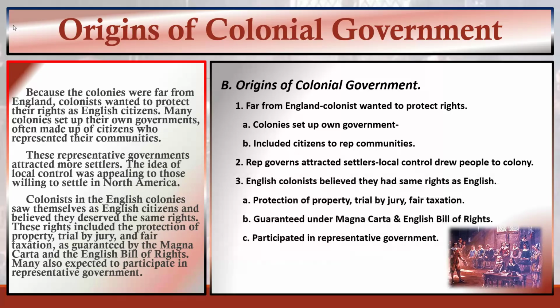And here's my last paragraph. So here I am, number 3. English colonists believed they had the same rights as English. How about that? They're English. They think they have the same rights as English. Okay? We'll come back to that topic. Protection of property, trial by jury, fair taxation. This should all sound familiar to you. And again, guaranteed under the Magna Carta and the English Bill of Rights. And they wanted to participate in representative government.